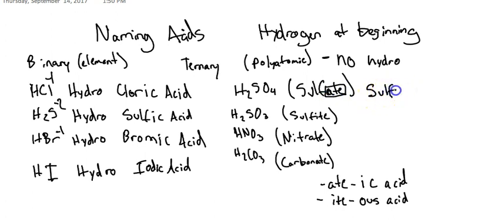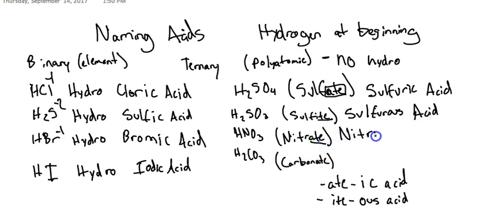So in the first one we see we have ate here, so we know we can write that as sulfuric acid. On the second one we have ite, so we know that this one is sulfurous acid. Next we have another ate, so we have nitric acid. And lastly we have carbonate, so we have carbonic acid.